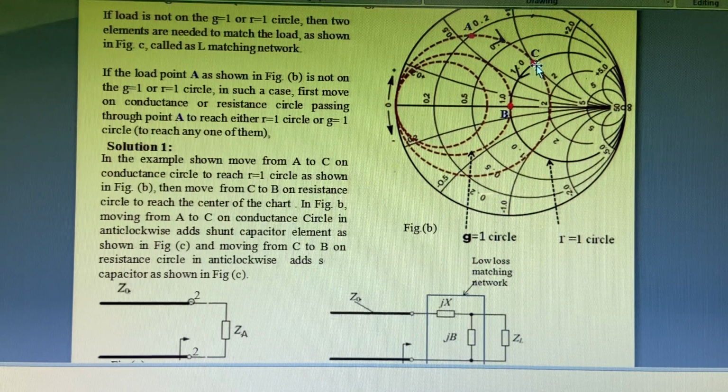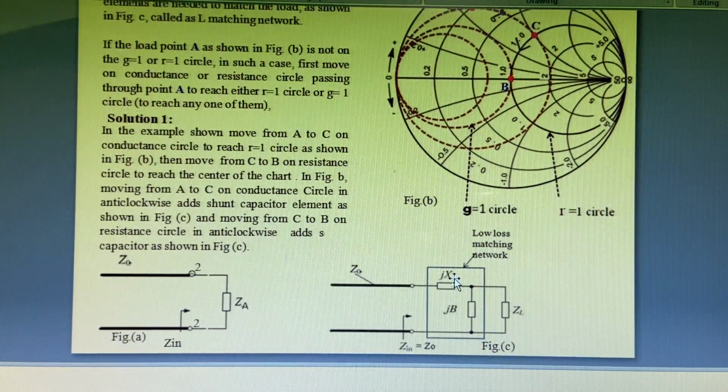And next, from C, after reaching the R equal to one circle, from there you move to the point B on a resistance circle. This is the R equal to one circle now. From C, you move in the anti-clockwise direction to reach the center of the Smith chart, that is the point B. So C to B we have to move on the resistance circle in the anti-clockwise direction. That adds one more element, that is a series capacitor. This is a series element, a capacitor in this case.